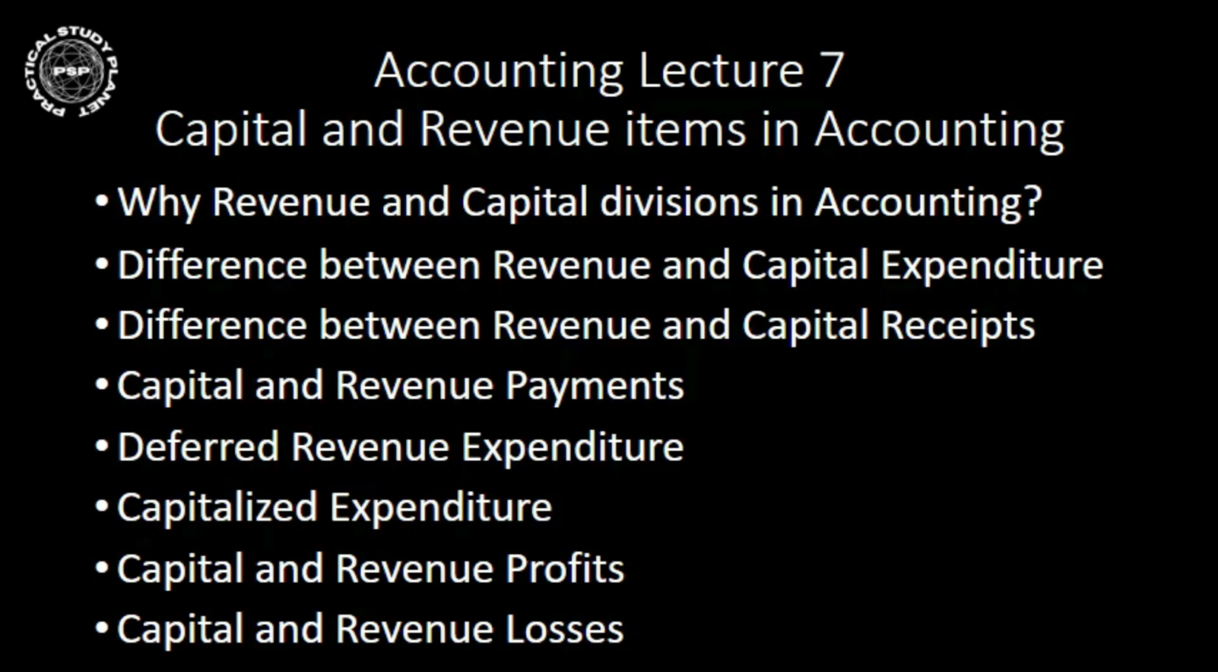Accounting Lecture 7. Today we will learn about the capital and revenue items in accounting. Why revenue and capital divisions in accounting? Difference between revenue and capital expenditure. Difference between revenue and capital receipts. Capital and revenue payments. Deferred revenue expenditure, capitalized expenditure, capital and revenue profits, capital and revenue losses.